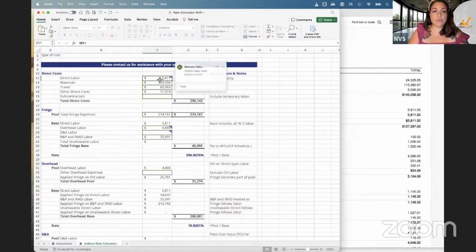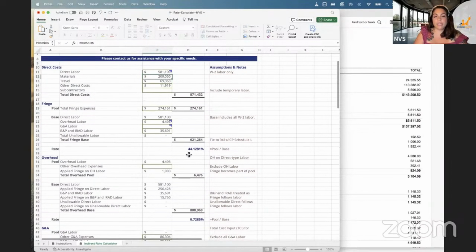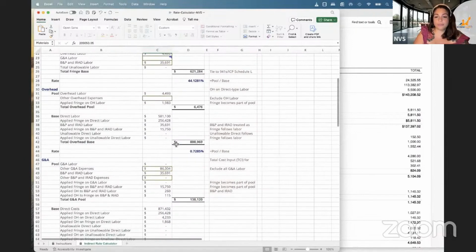Now I'm messing with the numbers here dramatically, so I'm going to put it back to what they were. My rate was crazy. It'll tell you what your rate is. So essentially your fringe rate is at 44.12 based on the numbers that I have provided in here. Your overhead rate is at 0.72. That's because I barely put any overhead in here.